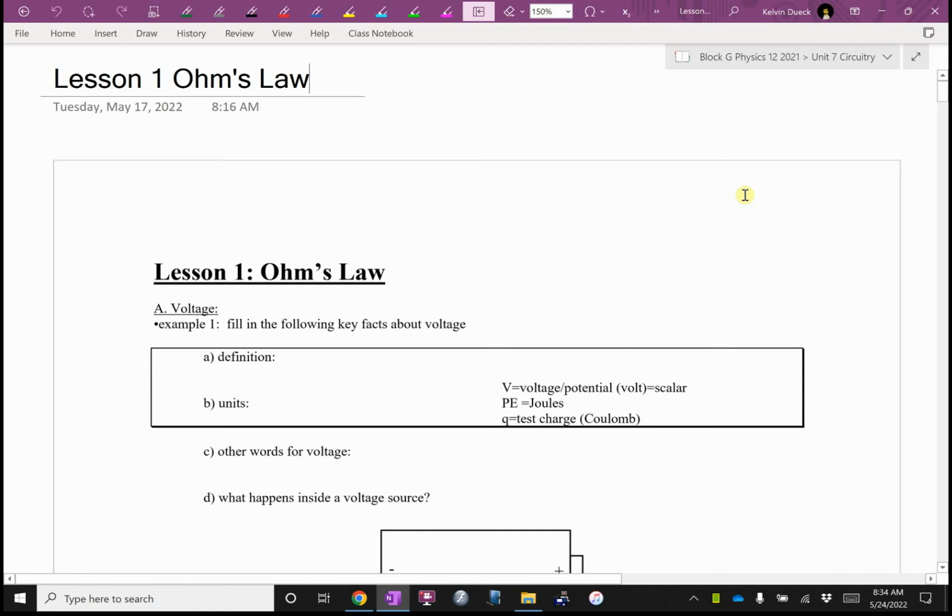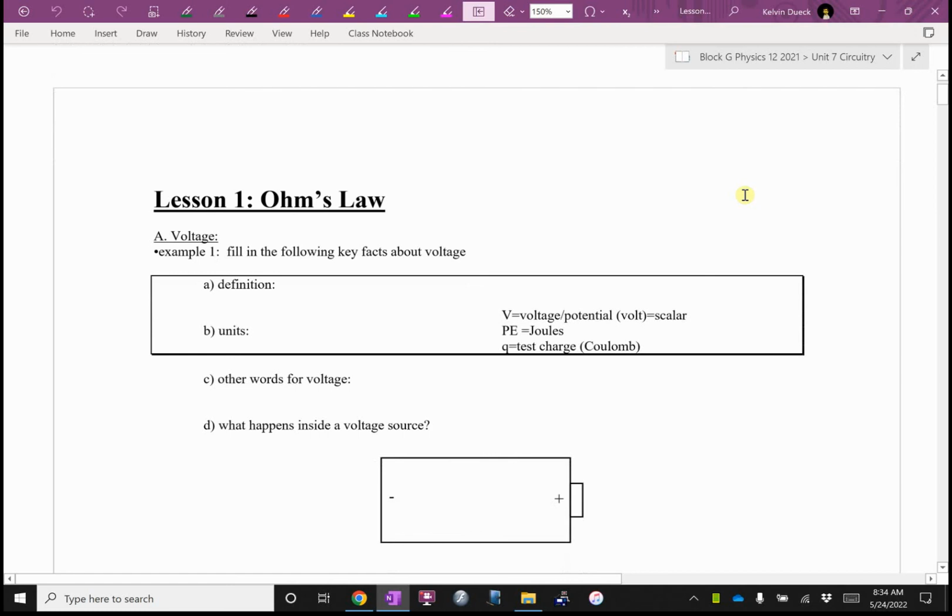We're going to be talking about something called Ohm's law. Let's talk about voltage first of all. It says, fill in the following key facts about voltage. What was the definition of voltage? We said that voltage was the amount of potential energy that each charge has.